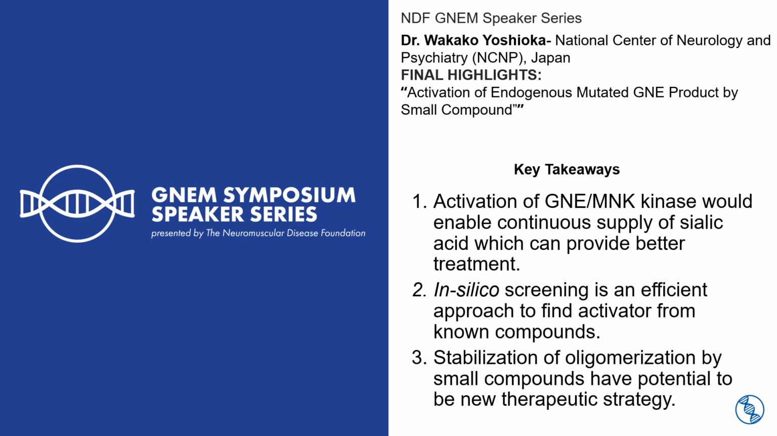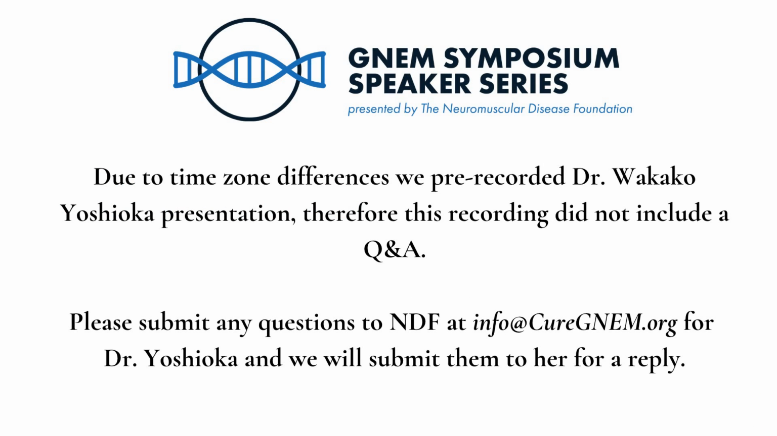And these are the key takeaways. Activation of GNE ManNAc kinase would enable continuous supply of sialic acid, which can provide better treatment. And in-silico, computational screening is a very effective approach to find activators from known compounds. And we found that stabilization of oligomerization by small compounds has potential to be a new therapeutic strategy.